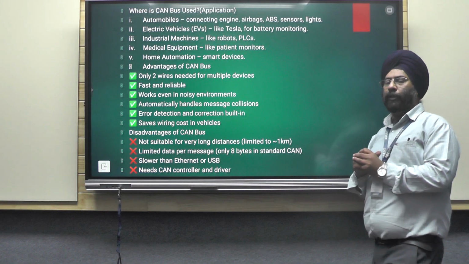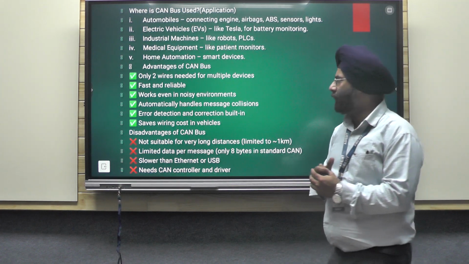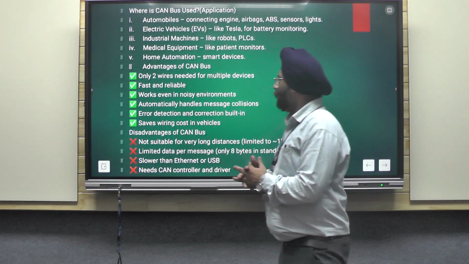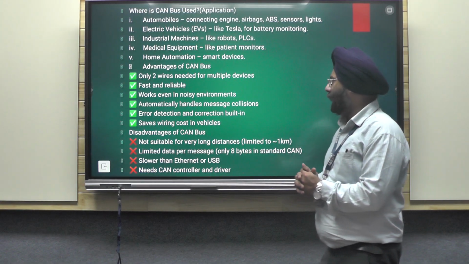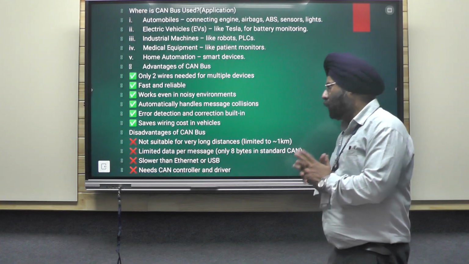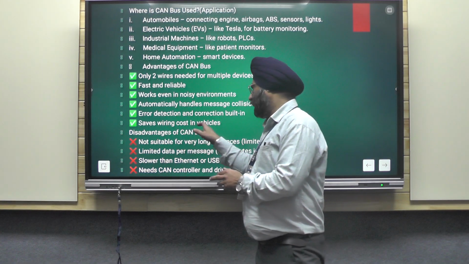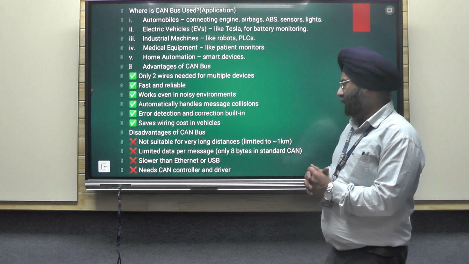Advantages: only two wires are needed for multiple devices. It is fast and reliable, and works even in noisy environments. It automatically handles collisions because there is an error checking code. Error checking protection is there, saving wiring cost in vehicles.